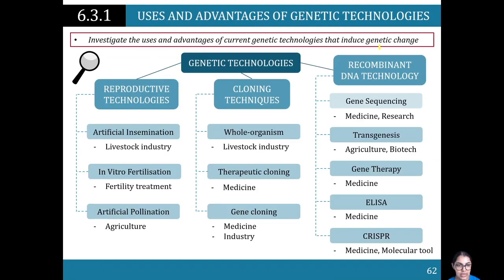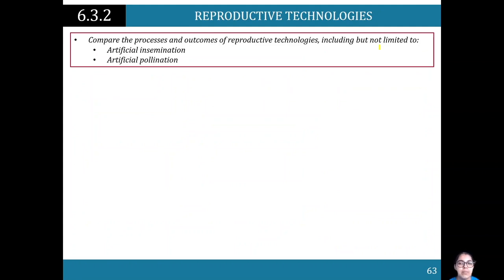Now, the key here is that some of them are listed specifically in the syllabus, but I'm going to talk you through them, and I just want you to know what it is, how it works, and know examples for it. I think even if you want to draw down this little table, it's a really good visual of seeing what each one is: what the reproductive technologies are, what the cloning techniques are, and what the recombinant DNA technologies are that we're looking at. So let's begin by looking at artificial insemination and pollination.